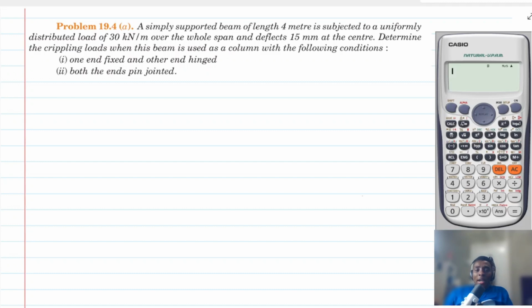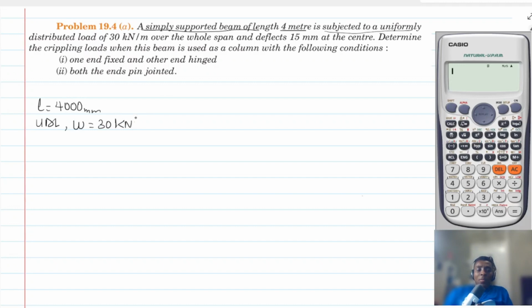All right. We have here a simply supported beam of length 4 meters. So the length of the beam is 4,000 millimeters, and it's subjected to a uniformly distributed load of 30 kilonewton per meter. So basically you have what we call the UDL, the uniform distributed load, of 30 kilonewton per meter.